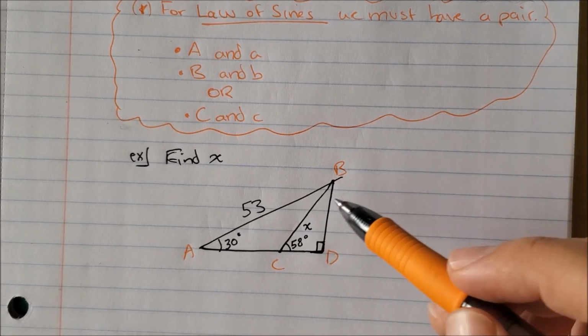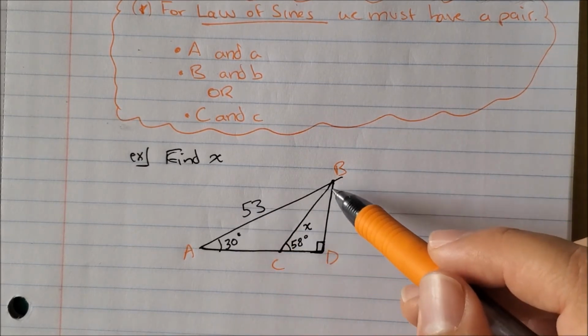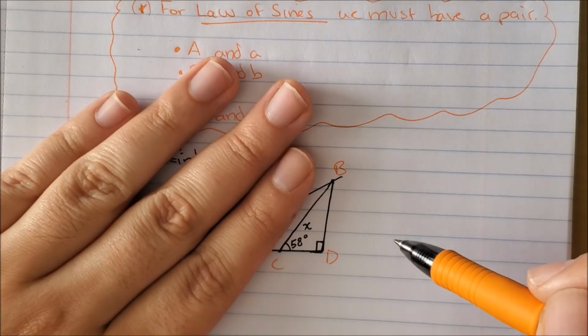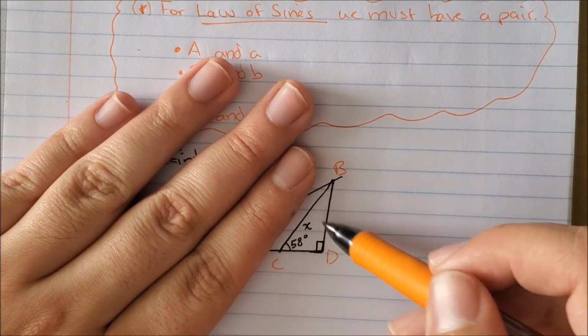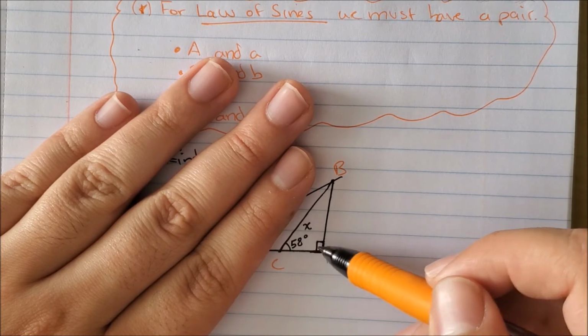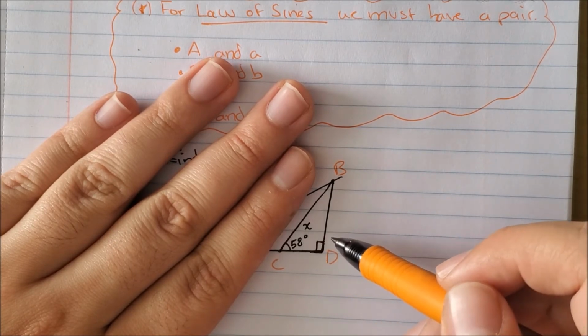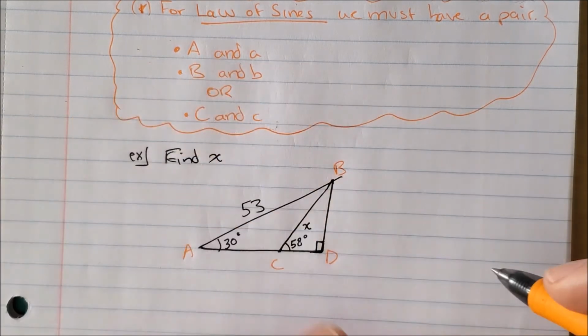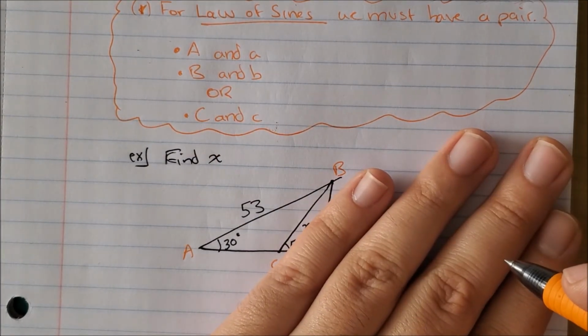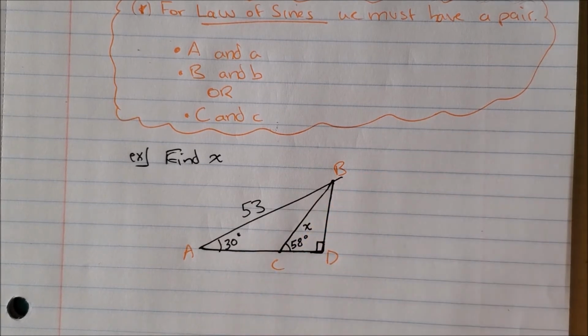So we have two options. We can either use this triangle ABC or BDC. The only problem with BDC is that I only know one angle. I don't know any sides. Actually, I know two angles, the 58 and the other, but I don't know any sides, so that tells me I can't really work with that. So I'm probably going to use this triangle, ABC, but let's see how we can use it.